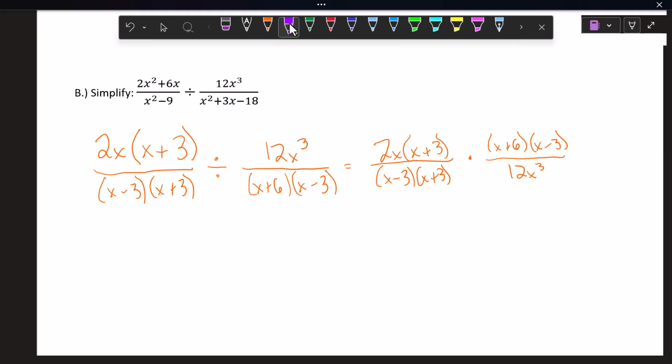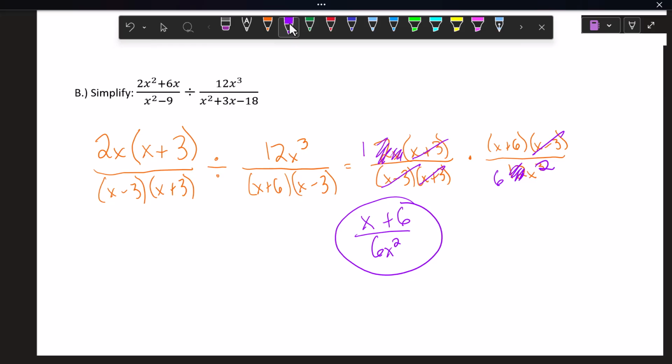Now the fun part, the cancel out stuff. Well, those x plus 3's cancel out, those x minus 3's cancel out. We got 1x that's going to cancel out. We can divide 2 by 2 and 12 by 2. So all we have left in the numerator is x plus 6. All we have left in the denominator is a 6 and an x squared. And that's how we divide rational expressions.